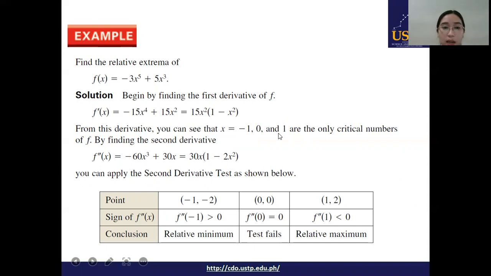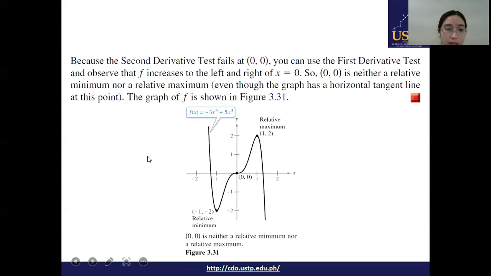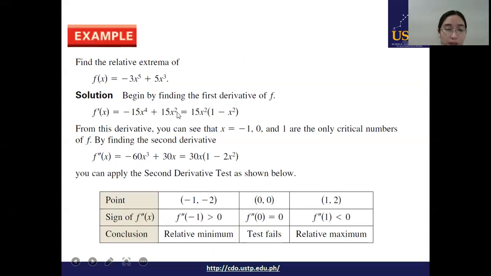So makita na to ang iyang critical numbers of f. And by finding the second derivative, kung ato ni siyang i-derive, so our answer is -15 times 4, which is -60, x to the power of 4 minus 1, which is 3, plus 15 times 2, which is 30, x to the power of 2 minus 1, which is now 1, is equal to 30x times the quantity of 1 minus 2x squared.